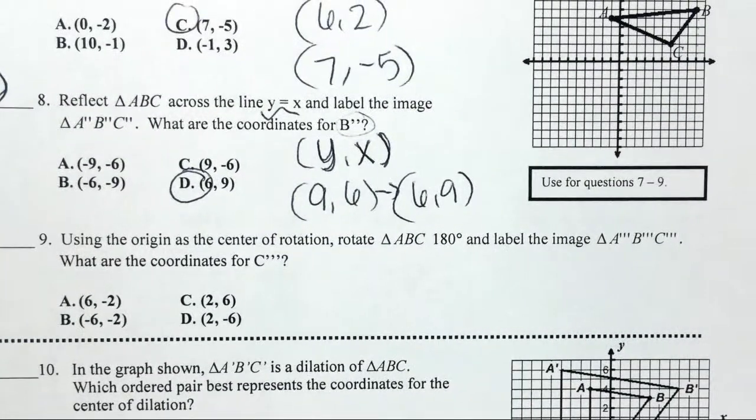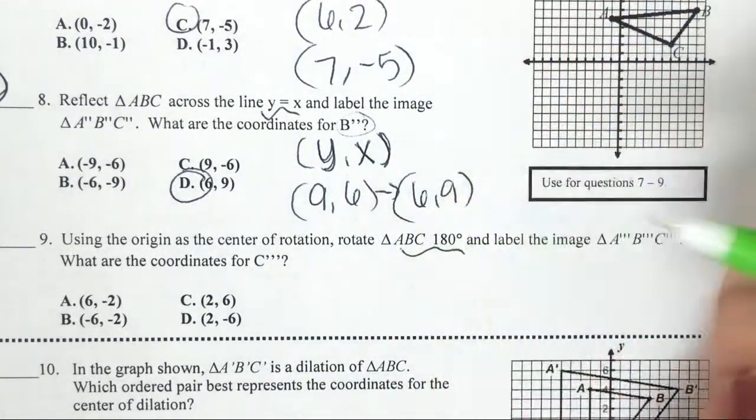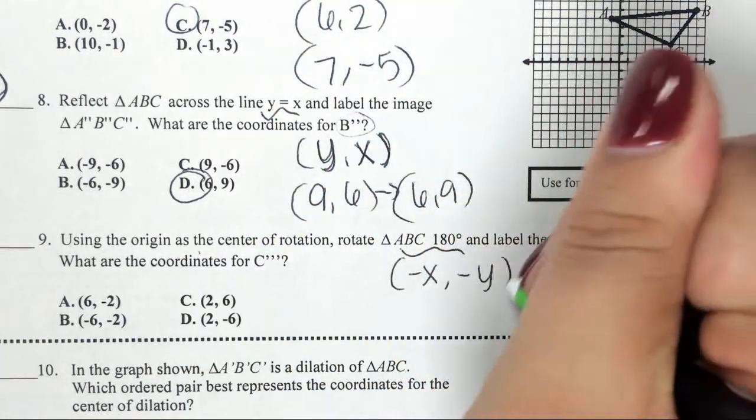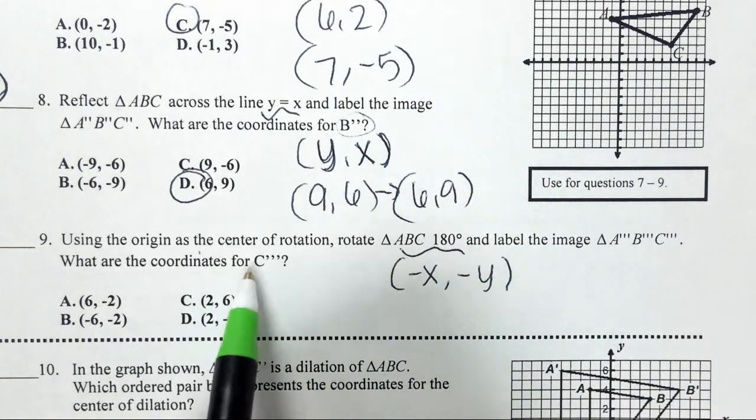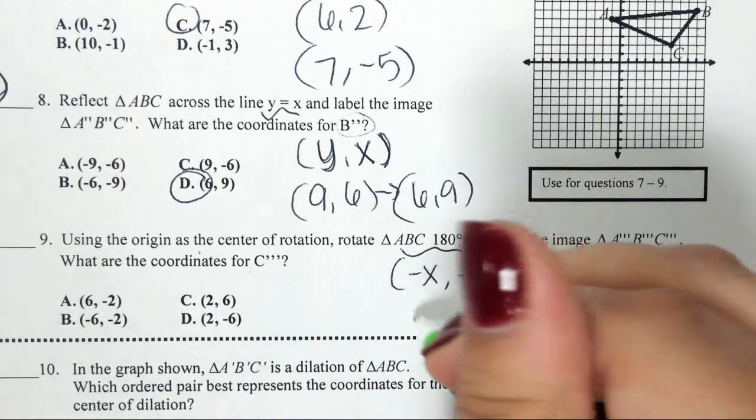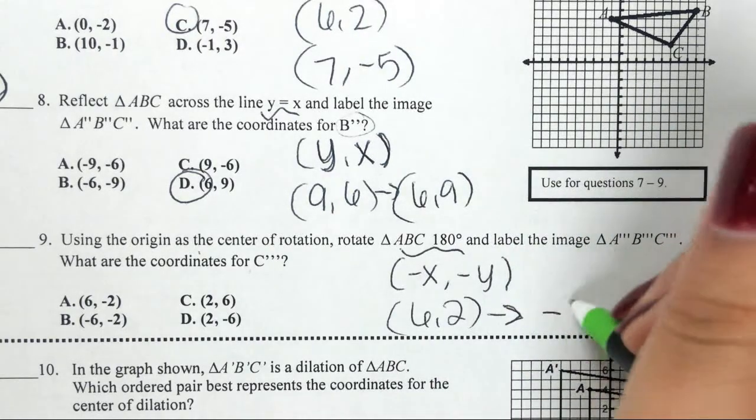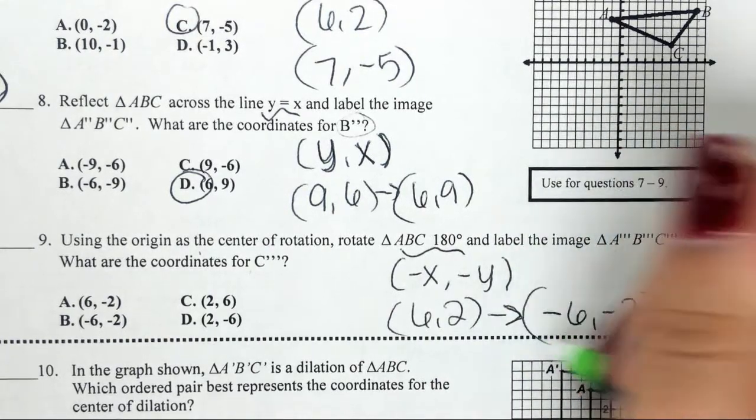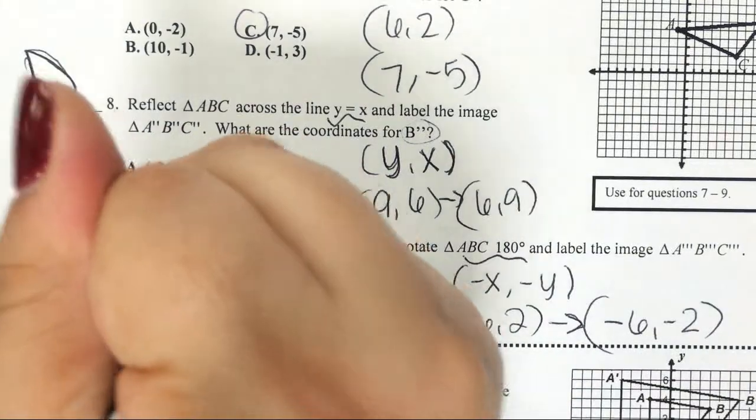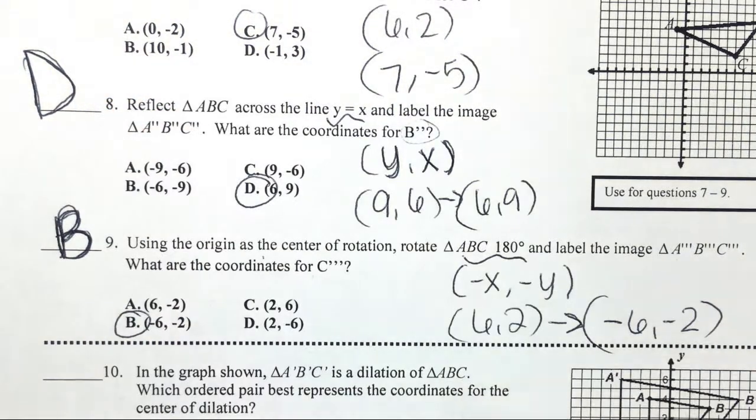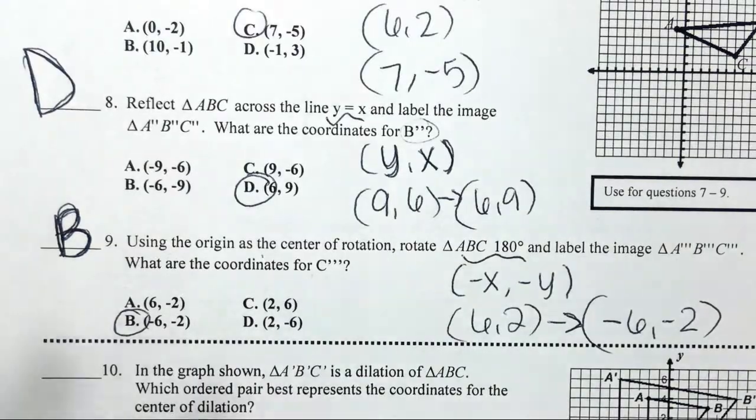Using the origin as the center of rotation, rotate 180. Well, because origin is my center, it's just going to be the regular rules. And I want to know what are the coordinates for C. So again, C is at 6, 2. So it's going to become negative 6, negative 2, which is B. You have to memorize these rules for the test tomorrow. If you don't know the rules, you won't pass the test.